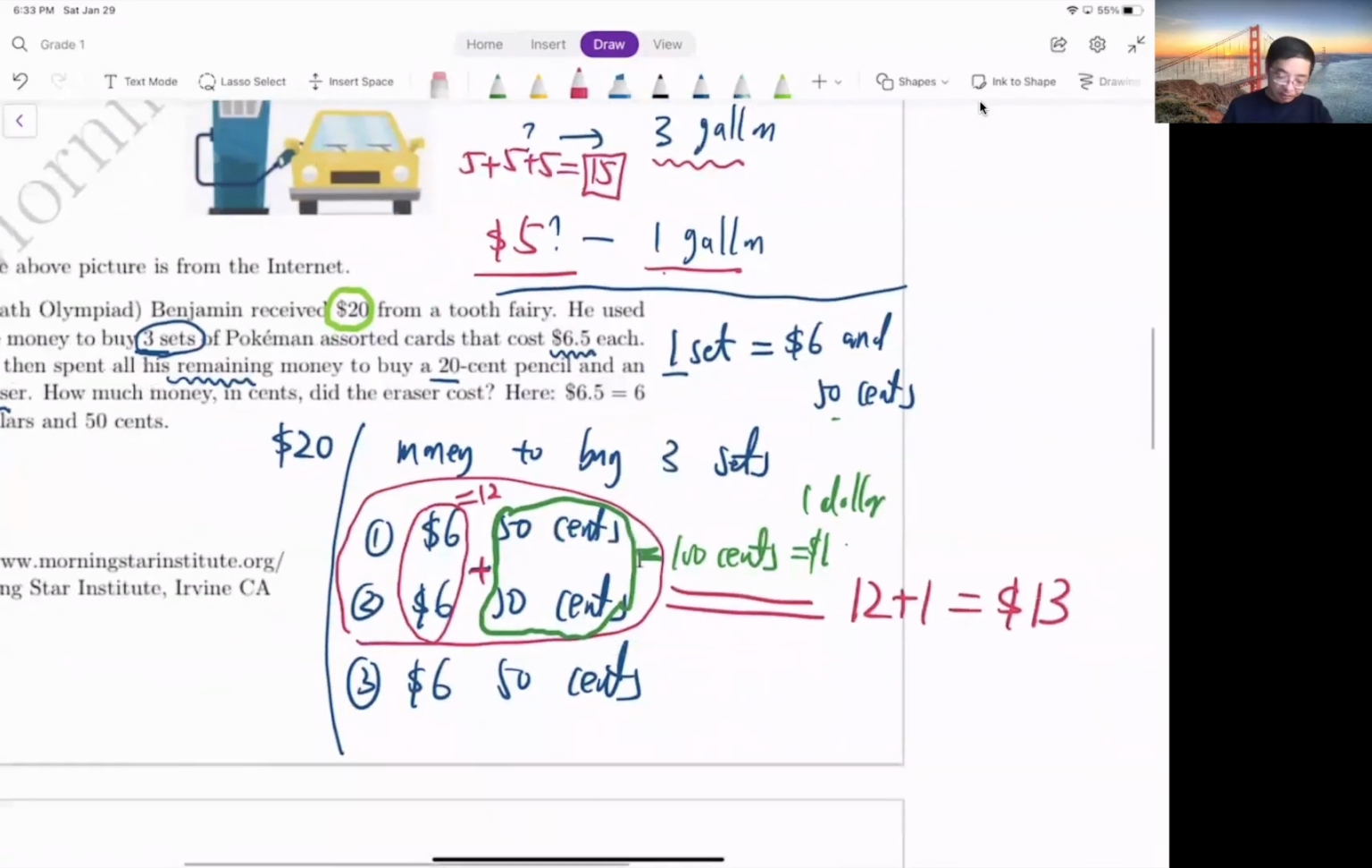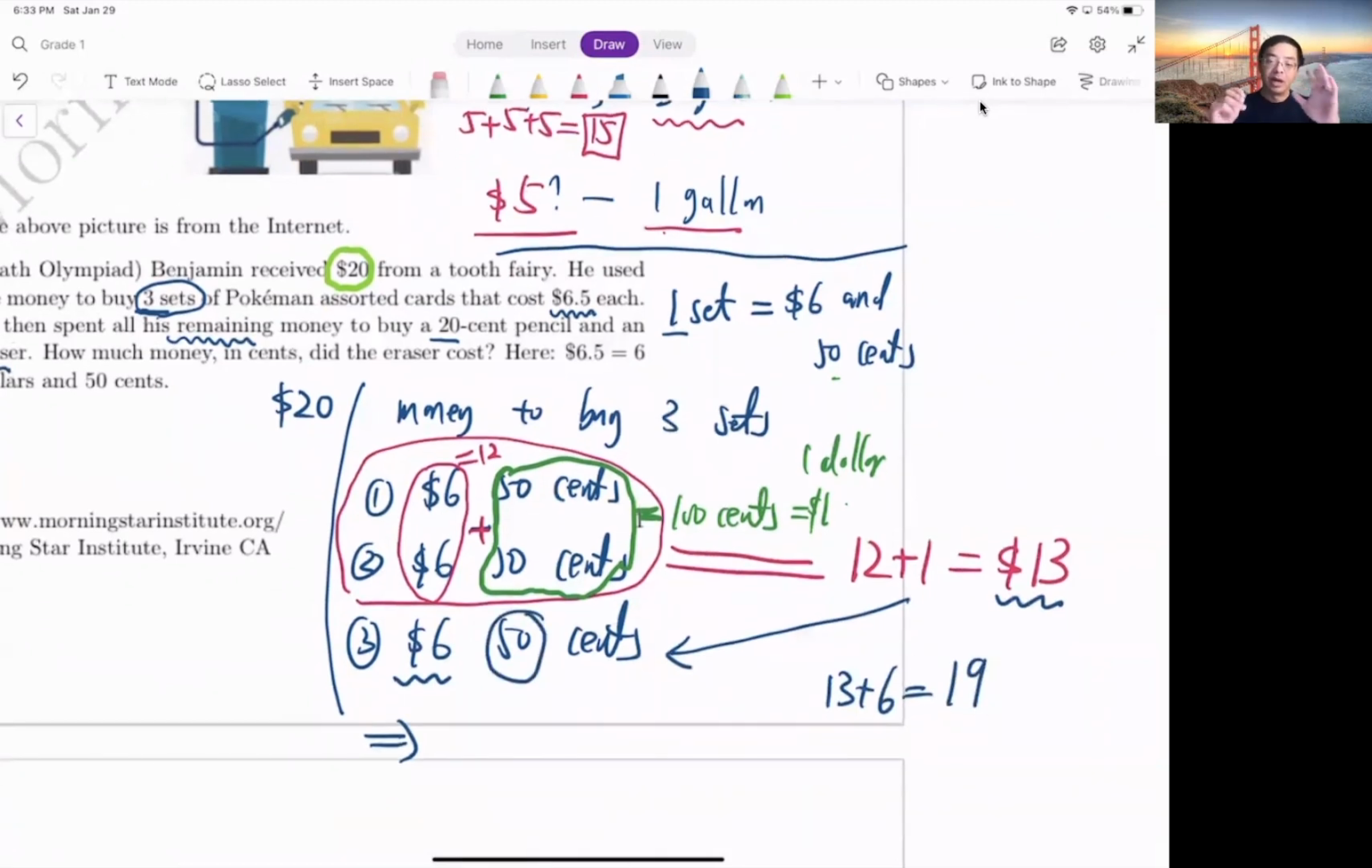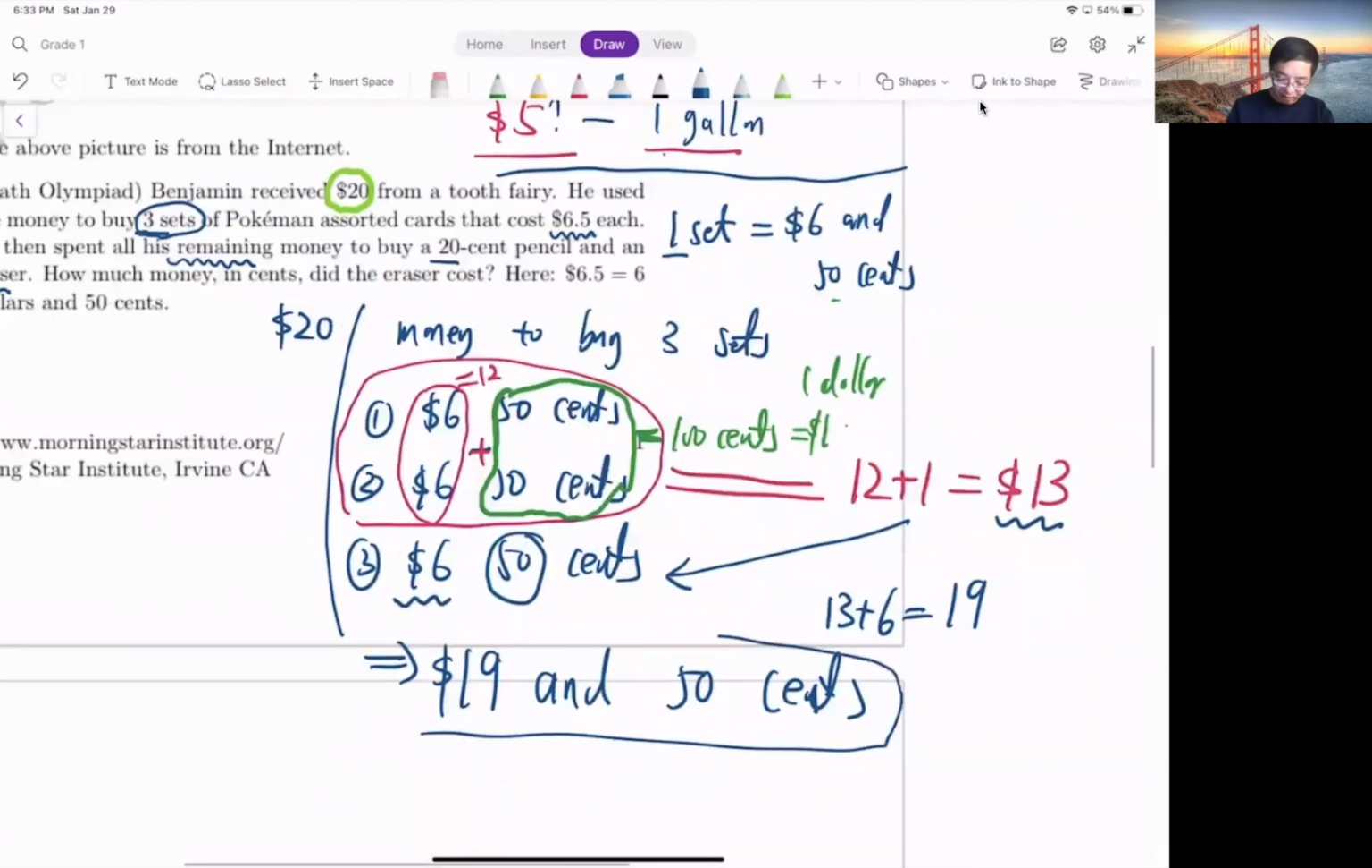Okay, so first one. But then don't forget, there's one more, right? So you also need to combine this. So total will be $13 plus $6, which is 19, but then you have extra 50 cents. All right, so as a conclusion, we know after you buy these three sets, these 3 sets equal $19 and extra 50 cents.